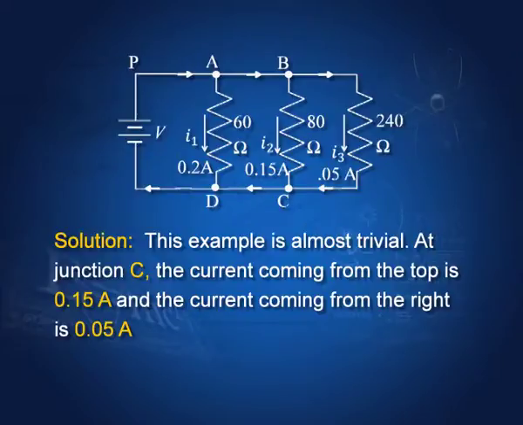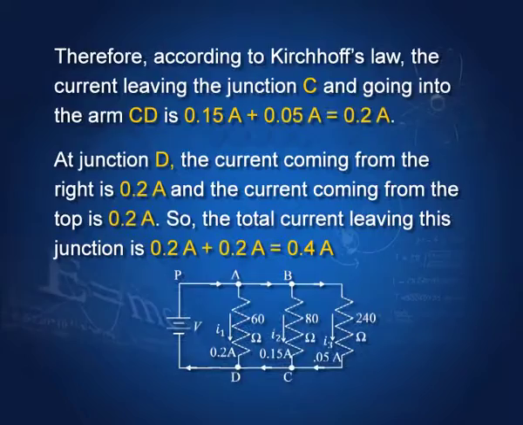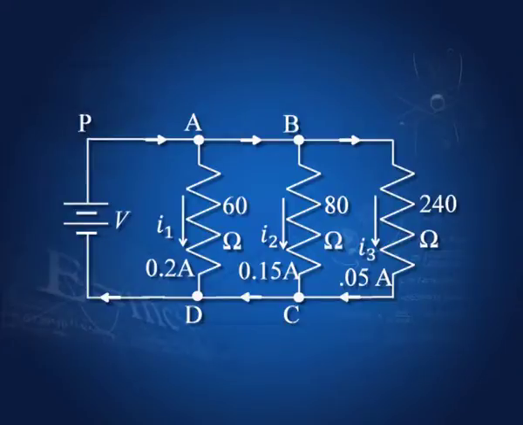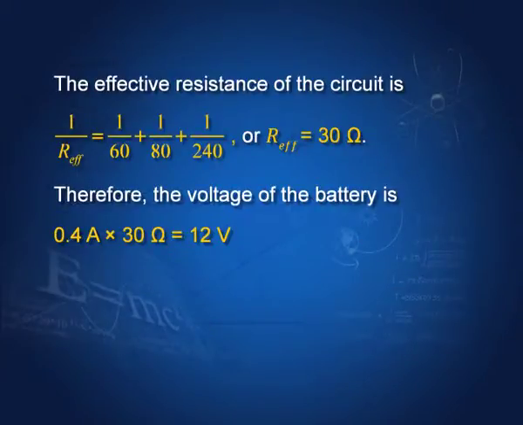At junction C, this current is coming this way, this is coming this way. So, the current is 0.15 plus 0.05, that is 0.2, and therefore, the current going must also be 0.2. So, the current going at C to arm CD is 0.2. Similarly, you can find the other currents, and then the effective resistance is simply the resistance in parallel, 1 by 60 plus 1 by 80 plus 1 by 240, and this R effective, therefore, is 30 ohms. The total current here was 0.2, and the 0.2 coming from this is added up. So, this becomes 0.4. So, the total current is 0.4, the effective resistance is 30 ohms, therefore, I times R is 12. So, you get 12 volts.